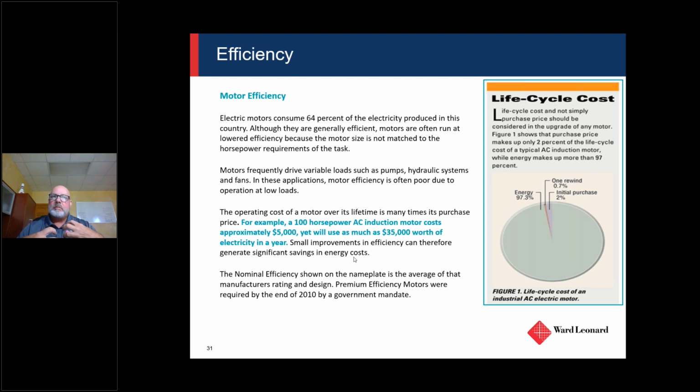Efficiency is one of the things you want to look at when you're applying or buying a motor. This example shows a 5,000 horsepower motor, or rather a $5,000 motor, which would be a typical cost for 100 horsepower. But that $5,000 motor could use as much as $35,000 a year in energy. We can help you understand if there is some opportunity to apply a VFD on a reduced load, to really drill into what that motor is running.